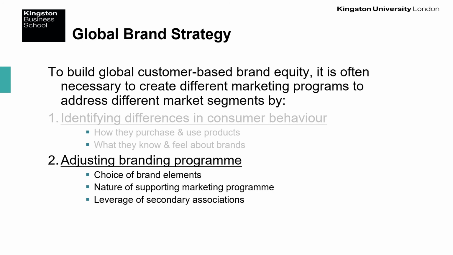Do you need to change any of the supporting marketing programs? Do you need to change the price? Do you need to use different distribution channels in certain countries, vending machines in Japan, for example? Do you need to leverage secondary associations differently in certain countries? Nike are very good at this by tapping into regional and sometimes even country-specific sports stars and not necessarily just using the same celebrities to endorse the brand everywhere. Perhaps your country of origin isn't so important in some parts of the world, and so don't leverage that, leverage other secondary associations. So there may be changes that are required in the secondary associations that are used to bolster and contribute to brand equity.